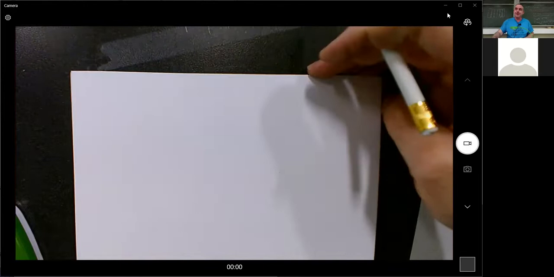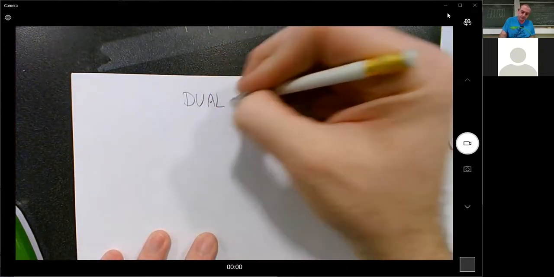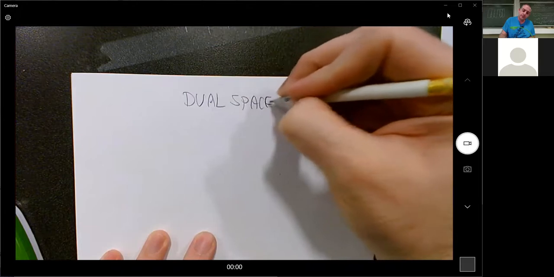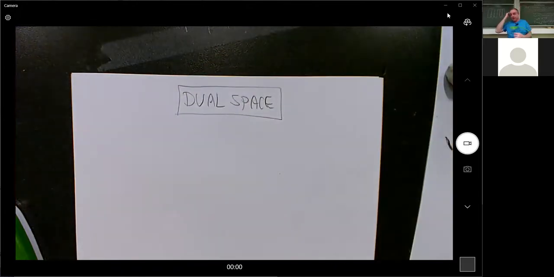What did you want to know about simple groups? Dual space? Go. I might not get to the simple groups anyway. I mean, they're very important in the history of group theory, but you know, they're not.